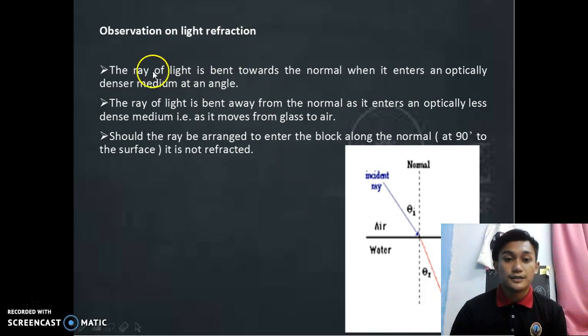Observation on light refraction. The ray of light is bent towards the normal when it enters an optically denser medium at an angle. The ray of light is bent away from the normal as it enters an optically less dense medium, for example when moving from glass to air. Should the ray enter the block along the normal, at 90 degrees to the surface, it is not affected. As you can see in the figure here.